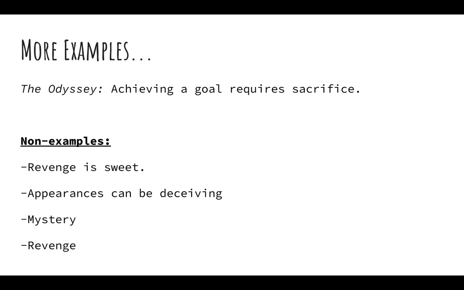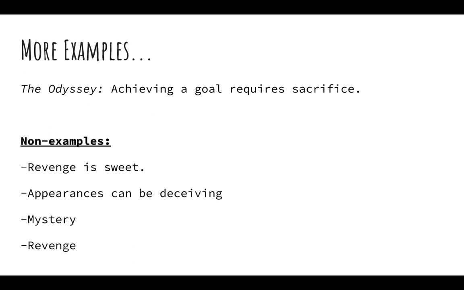Another non-example of a theme is that appearances can be deceiving. So I know some of you might be thinking, but that sounds like a theme. And the reason why I'm saying it's not a theme is, again, it's way too surface level. It's more like a moral. We just hear it over and over again. It's not really an original phrase or statement that you're coming up with. It's not showing any of your original thought.